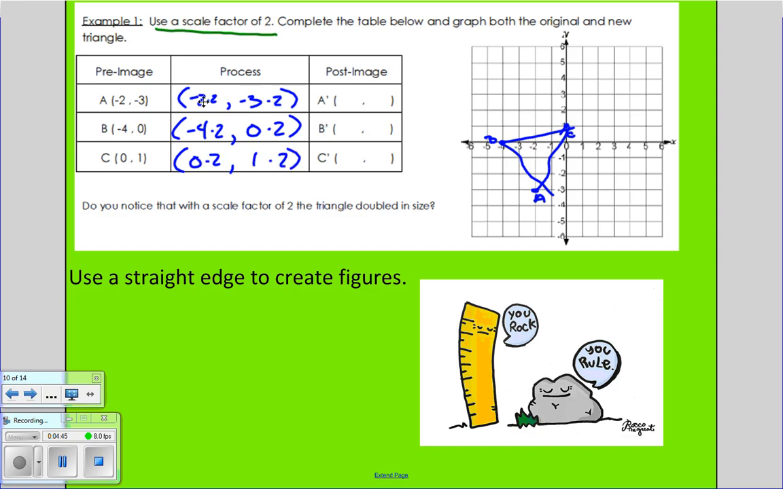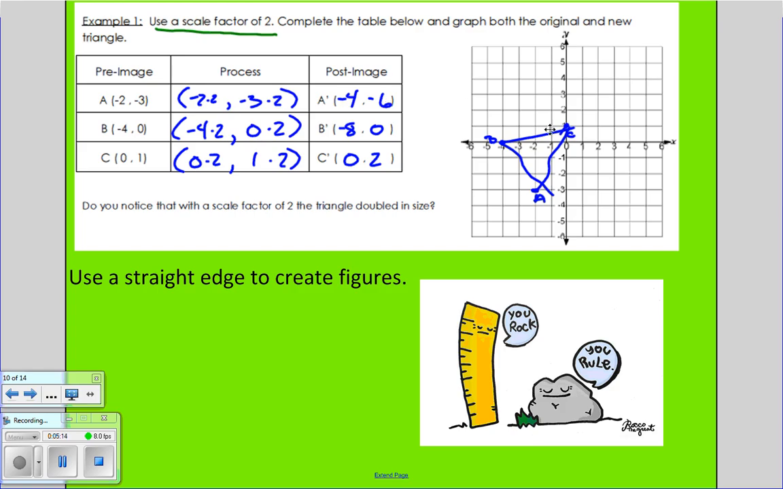Okay, so my post image here is going to be -2 times 2, that's -4, -3 times 2, -6. -4 times 2 is -8, and 0 times 2 is 0. 0 times 2 is 0. 1 times 2 is 2. So let's take a look at our new triangle where that would go. And it should be 2 times bigger than the original.